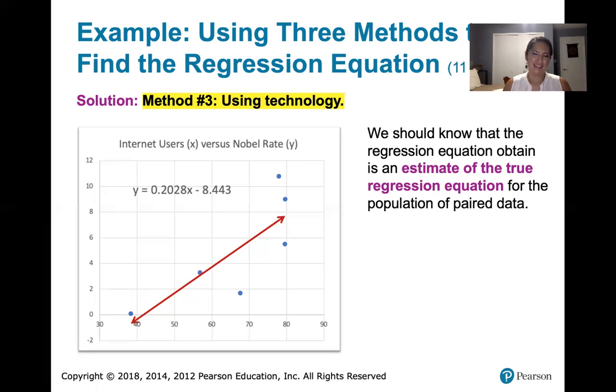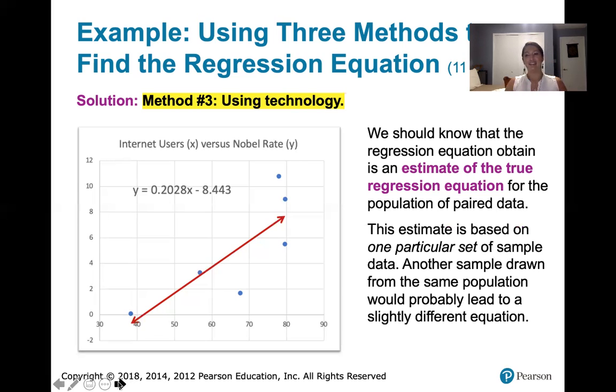So remember, this is just an estimate, and it's an estimate based on the data. The true regression equation is based on the population of paired data. So it's all the data that is out there, all of the number of internet users per 100 paired with all of the Nobel laureate rates. I believe it's a number of Nobel laureates per 10 million in those countries. And again, that's because this estimate's based on one particular sample of data. And if we drew a different sample, we'd have a different equation, probably, most likely.